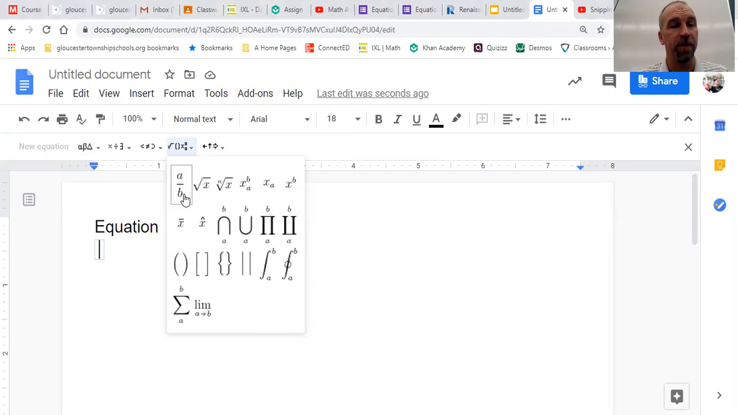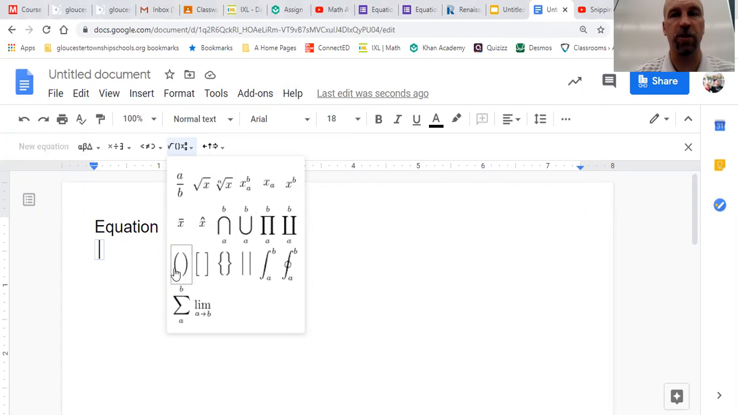Here's your fraction. Here's your roots, your radicals, and roots that are not square roots. Here's how you do an exponent, x to the b power. Here's how you do a repeating bar notation above a number, and some parentheses. So I'm going to show you how to do some basic things.